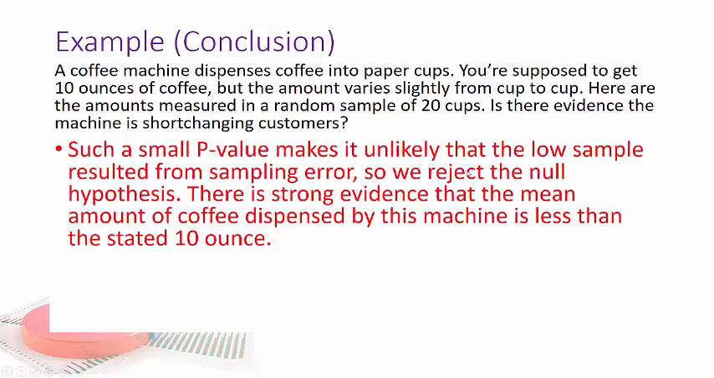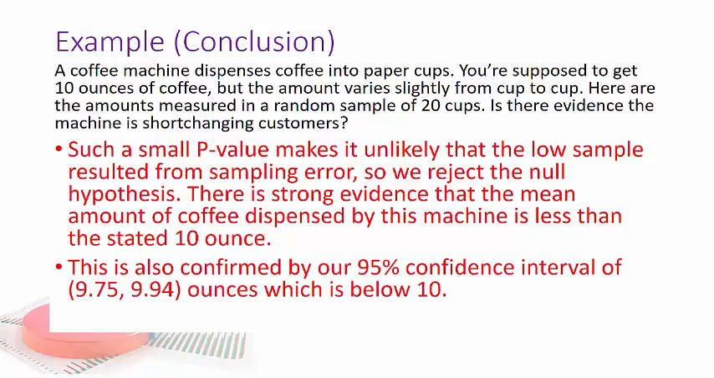So in our conclusion, such a small p-value makes it unlikely that the low sample resulted from sampling error. So the odds of getting this sample, given that the null were true, is pretty low just based on variation. So we reject the null hypothesis. There is strong evidence that the mean amount of coffee dispensed by this machine is less than the stated 10 ounces. That should be an s. All right, this is also confirmed, if you remember from our last video, by our 95% confidence interval of 9.75 to 9.94 ounces, which is below 10. Don't forget, it's a good idea, since it's not difficult, to run your confidence interval as well.